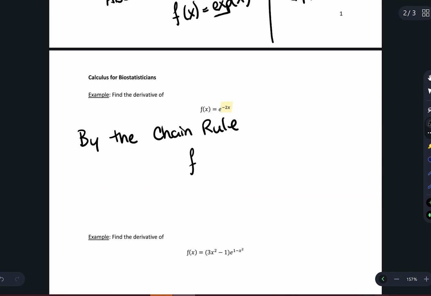So here f prime of x is equal to, well, we're going to have e to the negative 2x, because we know that the derivative of e to the x is equal to e to the x, but negative 2x is what we would call the inner function in the chain rule, so we also have to multiply by its derivative, and the derivative of negative 2x is equal to negative 2. Now, similar to when we worked with the trigonometric functions, we will pull that negative 2 out front, and so we end up with negative 2e to the negative 2x.